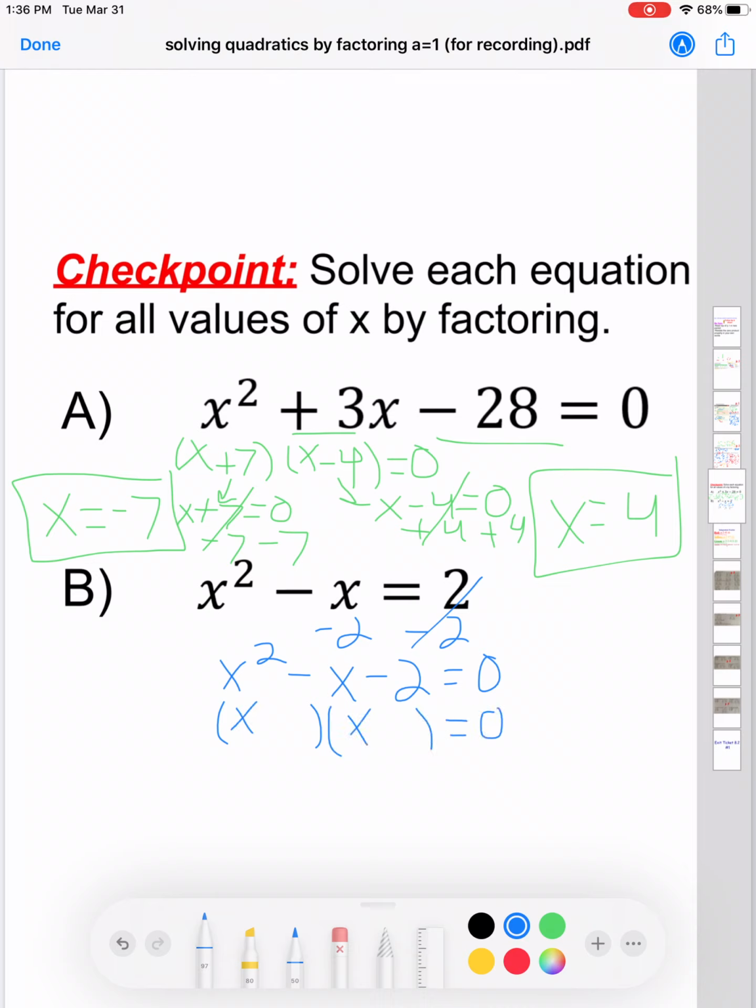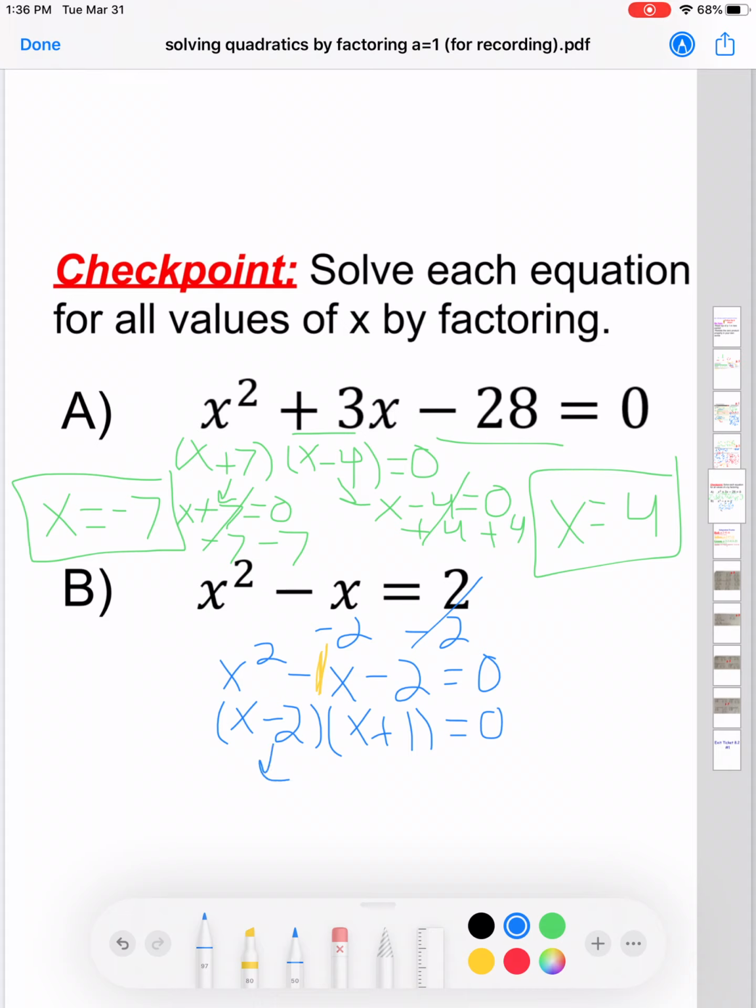And then again, we ask ourselves here, what multiplies to negative 2 and adds to negative 1? If you were confused there, don't forget that middle term was an invisible negative 1. The numbers that you should have chosen were negative 2 and positive 1, because negative 2 times 1 gives you negative 2, and negative 2 plus 1 gives you negative 1.